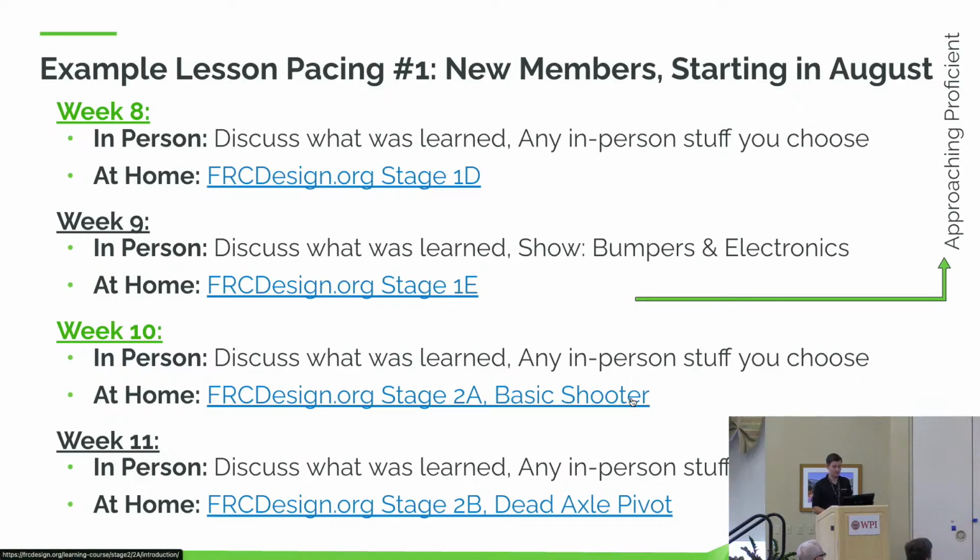Anything past this point, you're doing significantly larger subassemblies. So for Stage 2A, you're actually going to be making a flywheel shooter. For 2B, you're actually going to be making a dead axle pivot. So these are definitely a little bit longer, but again, by this point, students should have those foundational skills, enough of the advanced skills that they can still finish this in a couple hours every week.